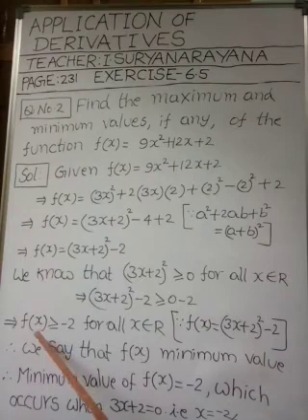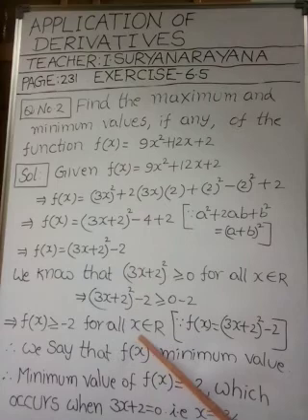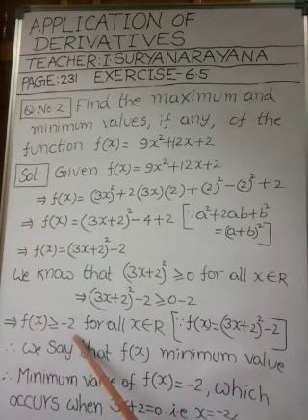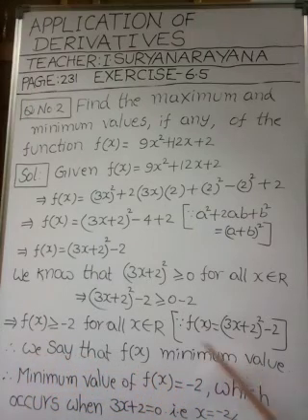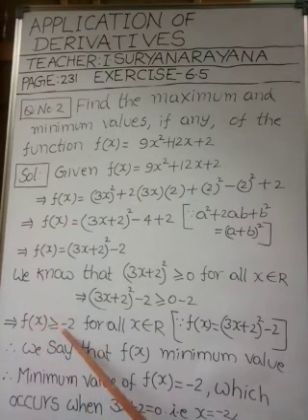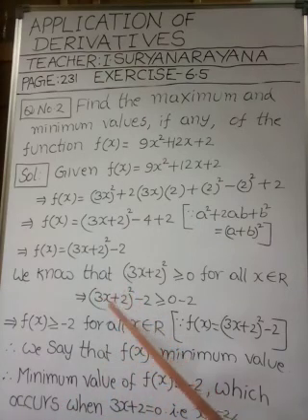So if you observe this statement, f of x values are always greater than or equal to minus 2 for all x belongs to R, because f of x is equal to 3x plus 2 whole square minus 2. By using this result, we got this step. Understood this step, my children? Then we can say that f of x has a minimum value, because every value of this function is greater than or equal to minus 2. So it has a minimum value. Therefore, the minimum value of f of x is equal to minus 2, which occurs when 3x plus 2 is equal to 0. Understood this step, my children?